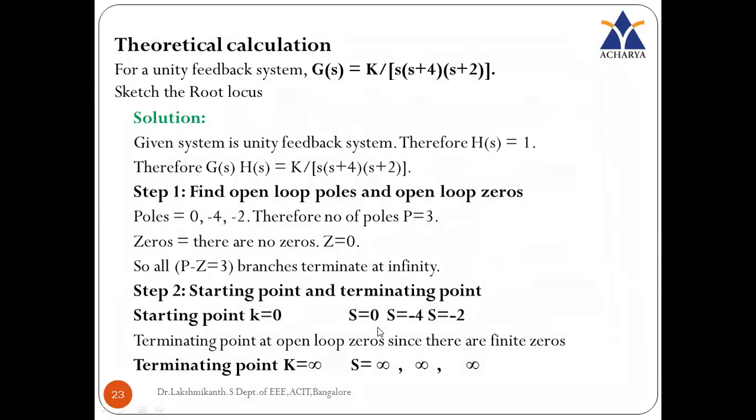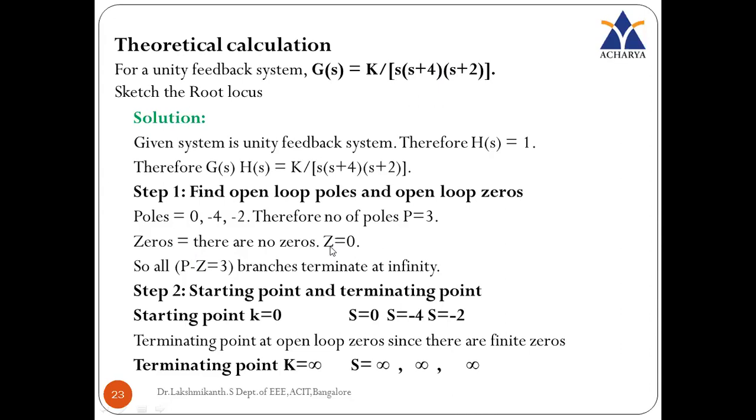Now we will try to understand the procedure of obtaining the root locus sketch in a theoretical manner. For a unity feedback system, take G(s) equal to K divided by s into (s plus 4) into (s plus 2). So this is an example that I have taken. The first step for any given transfer function is to obtain the open loop poles and open loop zeros. In this transfer function, my open loop poles are at the origin s equal to 0, minus 4, minus 2. Since I don't have any numerator term, my zeros are equal to 0.